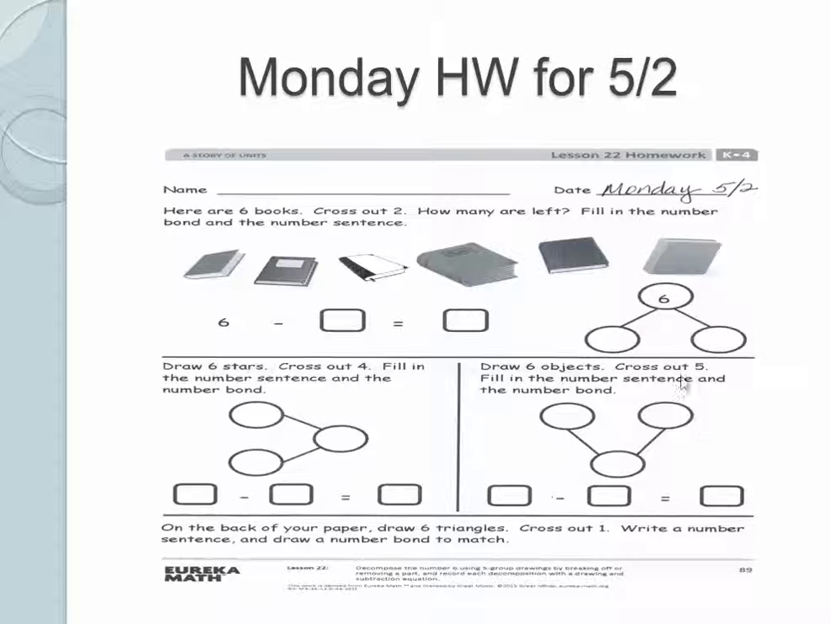Now try to do this question by yourself. And also on the back of your paper, please draw 6 triangles and next cross out 1 and write a number sentence as well as the number bond to match your triangles and the one triangle that you crossed out.